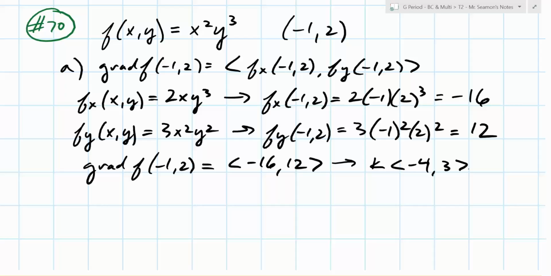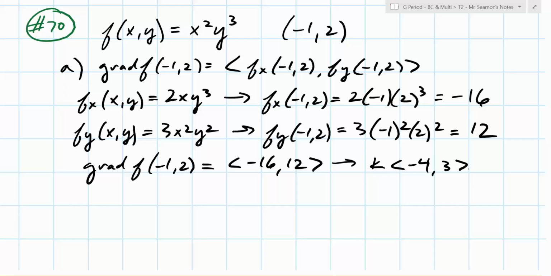4 and 3, why are they called relatively prime? Why are the numbers 4 and 3 called relatively prime? It's a term you probably haven't heard before, but I bet you can figure it out. Is negative 4 prime? No. Is 3 prime? Yes. So it has nothing to do with whether or not the numbers themselves are prime or not. Do they share any factors? No, they're relatively prime. That's a key term in number theory.